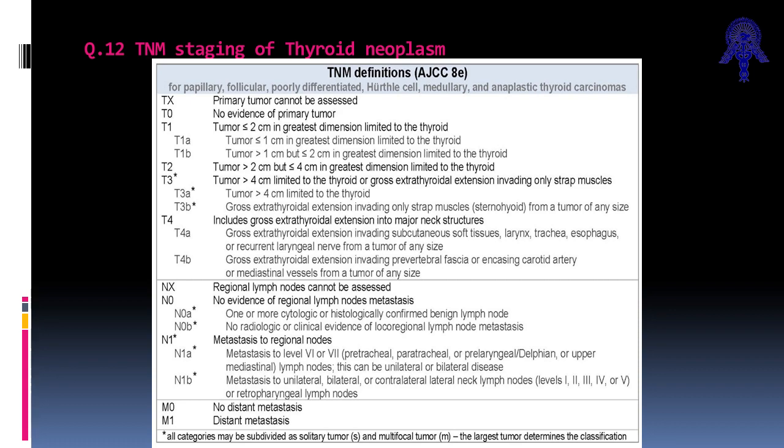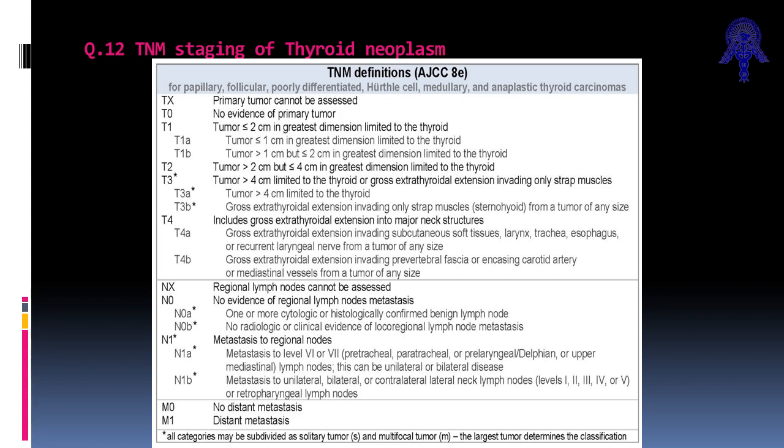In thyroid, you can further subclassify the T1, T1A and T1B. This T1A means the size of the primary is less than 1 centimeter. T1B means the size of the primary is more than 1 centimeter. But why has this been subclassified? Because T1A lesion behaves more like a benign lesion rather than a malignant lesion. So, T1A less than 1, T1B more than 1 but less than 2. T2 remains the same, that is more than 2 but less than 4 centimeter.